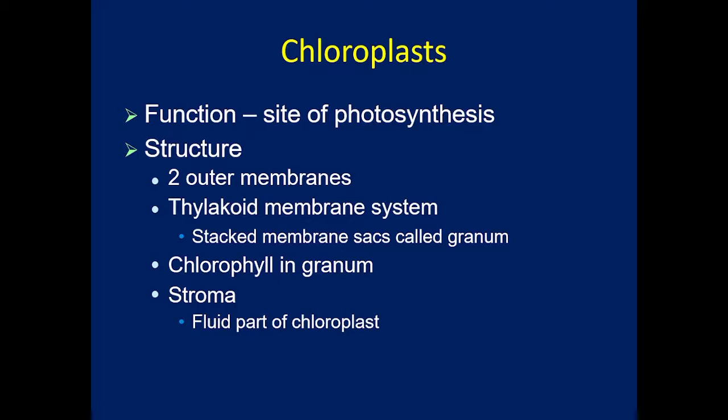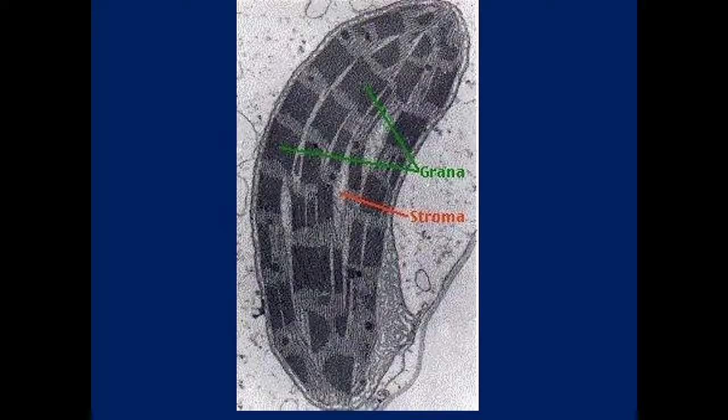There are two outer membranes, a thylakoid membrane system, and chlorophyll in granum. Granum is nothing but stacked membrane sacs. Stroma is the fluid part of a chloroplast. So the diagram is depicted here. It is visible, and grana and stroma are highlighted.